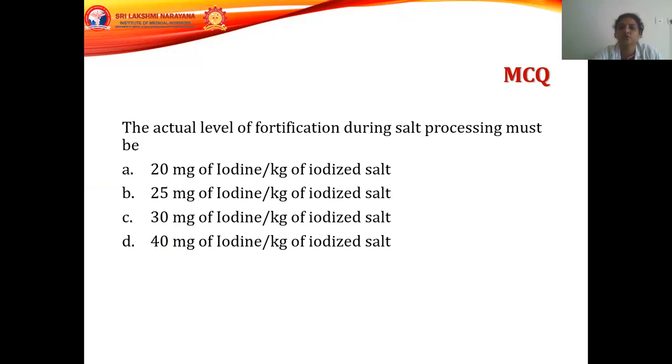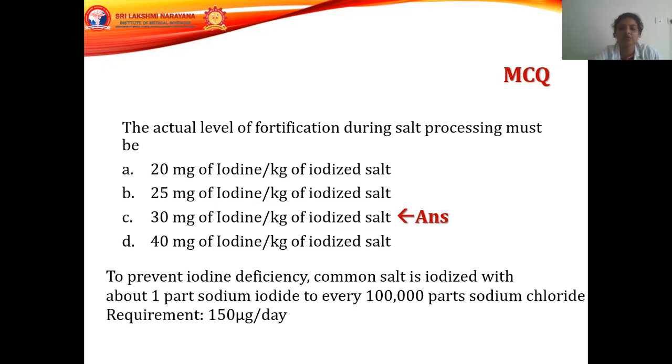The actual level of fortification during salt processing must be. So the answer for this is nothing but the amount of iodine that has to be present in your food. So the recommendation says that it should be at least 30 milligrams of iodine per kg of the iodized salt. So to prevent iodine deficiency, common salt is iodized with about 1 part of sodium iodide in every 100,000 parts of sodium chloride. So the requirement per day is around 150 micrograms for an adult.